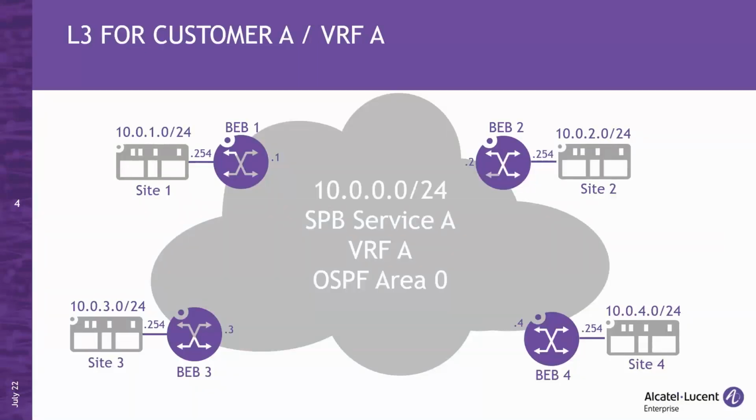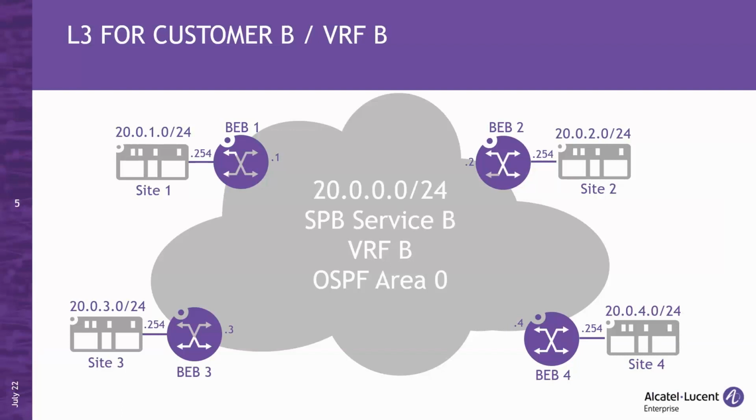A VPN Lite Layer 3 service is created by overlaying a Layer 3 routing protocol on top of the Layer 2 SPB service. This routing protocol can be OSPF, BGP, or even static routing. The routing protocol runs inside the customer's VRF, and a separate instance and associated configuration is created for each customer. The diagram shows an example of how customer A's Layer 3 service can be created as a VPN Lite service by running OSPF on BEB nodes.